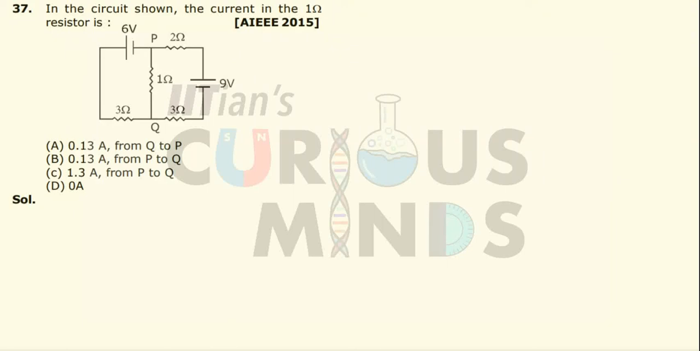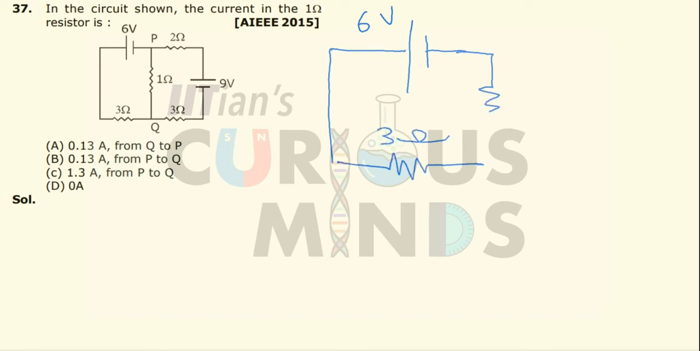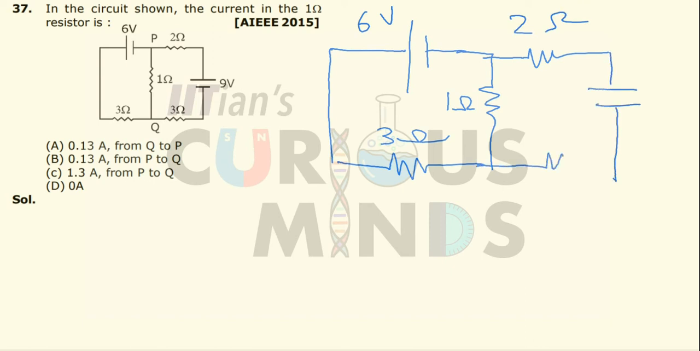In the circuit shown, the current in the 1 ohm resistor is... Let me redraw the circuit, let me draw a zoomed in diagram. Okay, this is a 6 volt battery, there is a 3 ohm resistance, there is another 1 ohm resistance, and there is a 2 ohm resistance over here, there is a 9 volt battery, and this is a 3 ohm resistance.